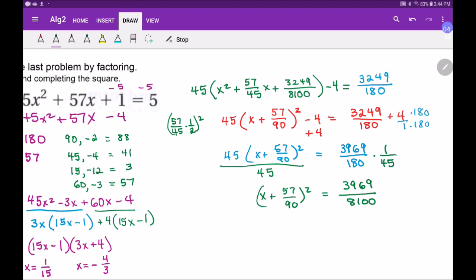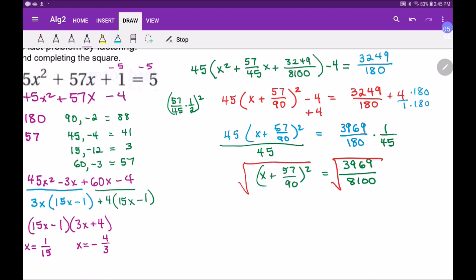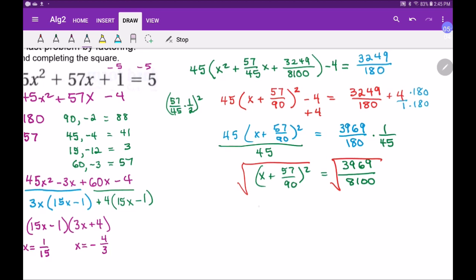And now we take the square root of both sides, right? Square root of both sides. Ooh. Well, both sides are perfect squares, so what may seem like just a terrible thing, and I would never complete the square like this, but if I did, I would get x plus 57 over 90, and I would get 63. I know it's 63, I've seen it 2 or 3 times now, and I know that I multiplied 90 times 90 to get that. Okay, all right, there we go. It does work, it's just not fun.